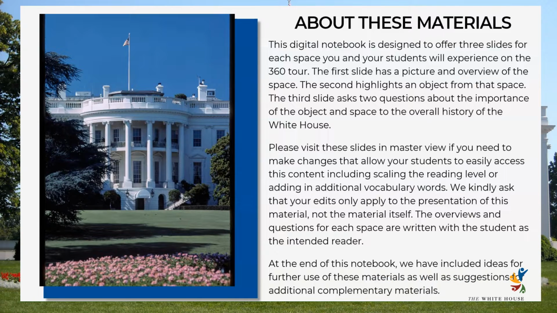This digital notebook is designed to offer three slides for each space you and I will be experiencing on the tour. The first slide has a picture and an overview of the space. The second highlights an object from that space. And the third slide asks two questions about the importance of the object and space to the overall history of the White House. Please visit these slides in Master View. If you need to make changes, then you would be able to do so.